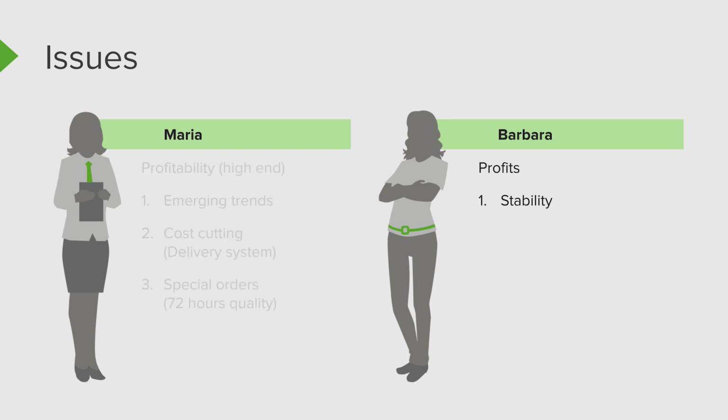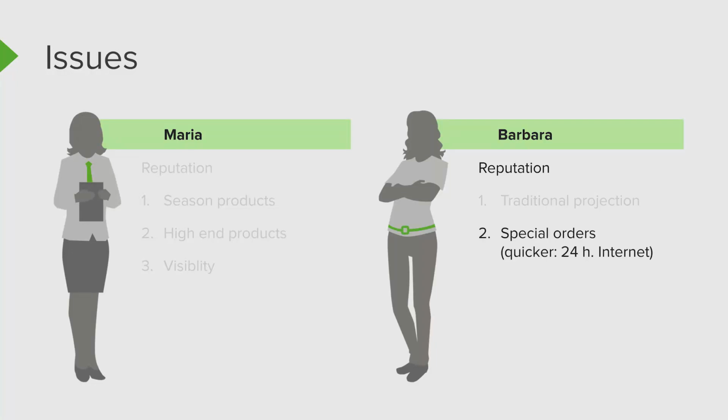On the other side, Barbara wants to make profit, and she does that through stability, low risk, and making sure her customers have their special orders fulfilled. She also has an interest in reputation. Traditional types of bakery items are her specialty, and at the same time, she likes to fulfill special orders quicker, within 24 hours. Why? Because in today's world, the internet can deliver faster than Barbara can.